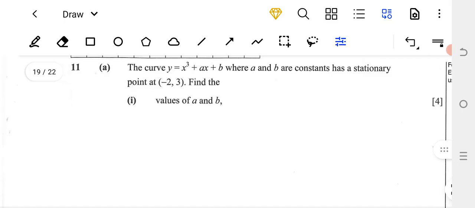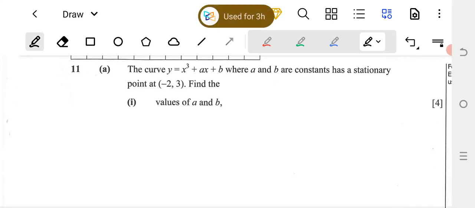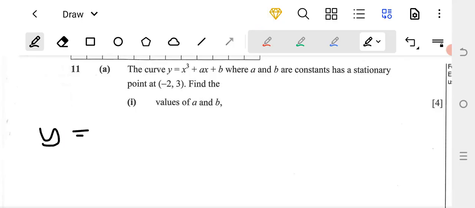Then we have the next question, which reads: the curve y is equal to x to the power 3 plus ax plus b, where a and b are constants, has a stationary point at negative 2, 3. Find the values of a and b. It's carrying 4 marks. So what we do is we will say y is equal to x cubed plus ax plus b.